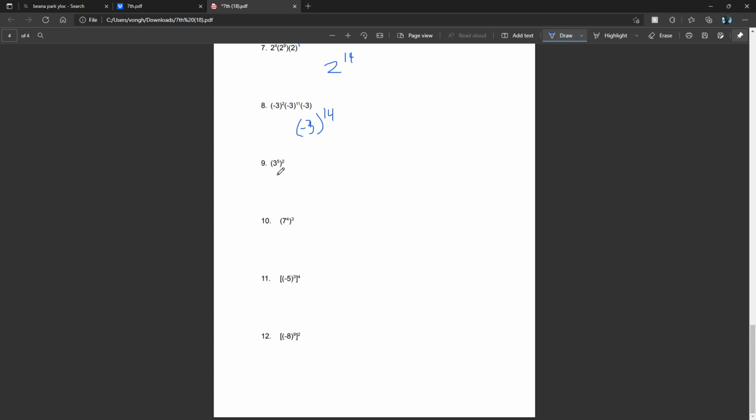So number 9, we have 3 to the 5th power, but then it's also squared. When you have a problem like this, instead of adding the two exponents, you multiply them. So you do 5 times 2, which is 10. So you get 3 to the 10th. Same thing for number 10. 4 times 3, that's 12, so that's 7 to the 12th. Here we have 3 times 4, that's 12 again, so you get negative 5 to the 12th power. 9 times 2, that's negative 8 to the 18th power, because 9 times 2 is 18. So yeah.